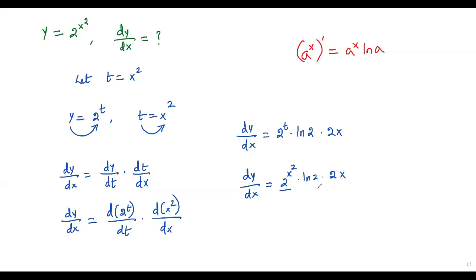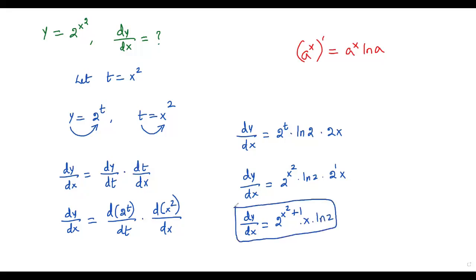For the first and third terms, we have the same base 2. The first has exponent x square, and the third has no written exponent, so we assume exponent 1. Since these two terms have the same base, we can combine them. Let me do it. Whenever I multiply two terms with the same base, I take the base once and add the exponents. So I get 2 to the power x square plus 1, times x, times ln 2. Now I have the derivative of the given function with respect to x.